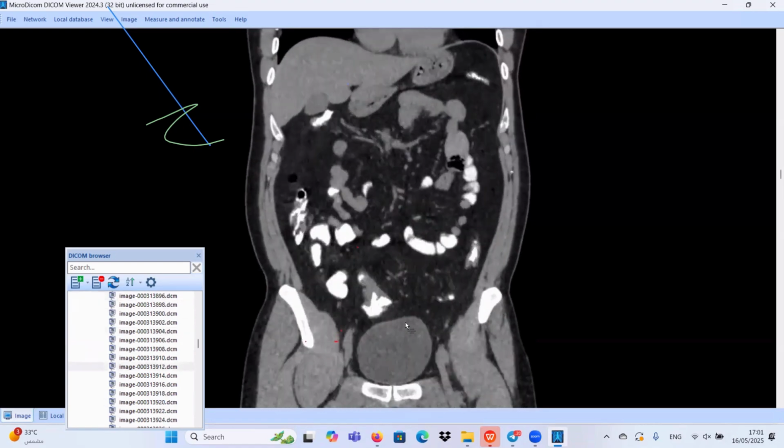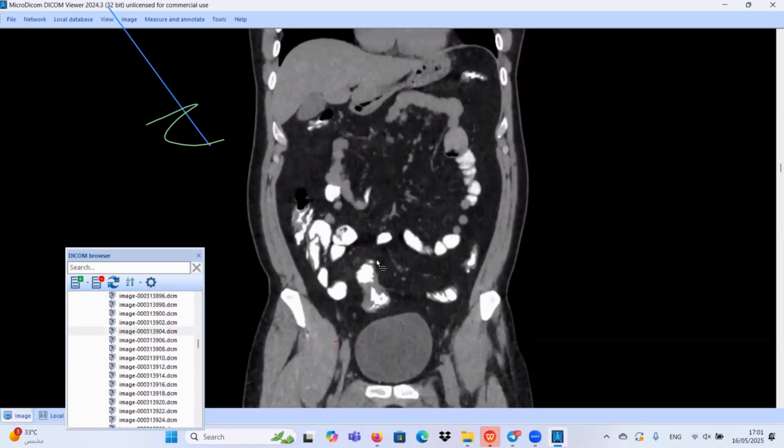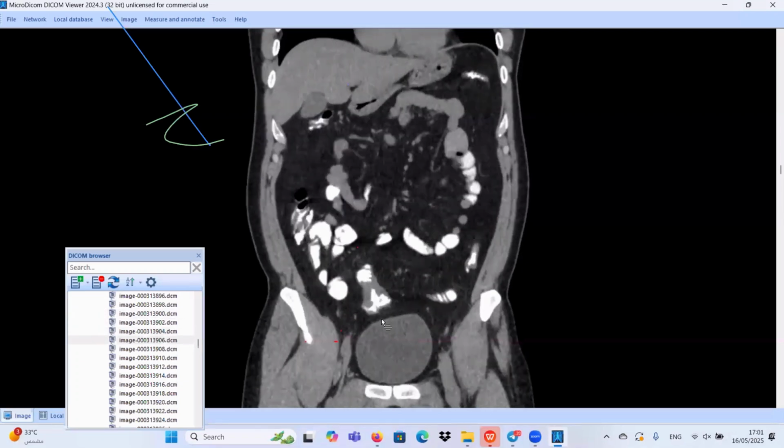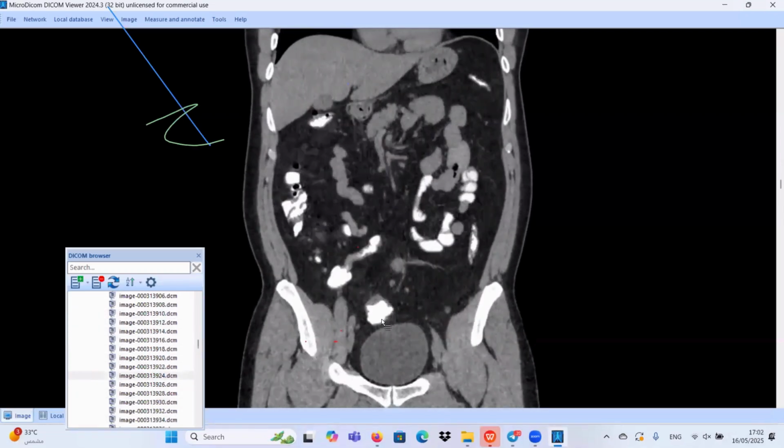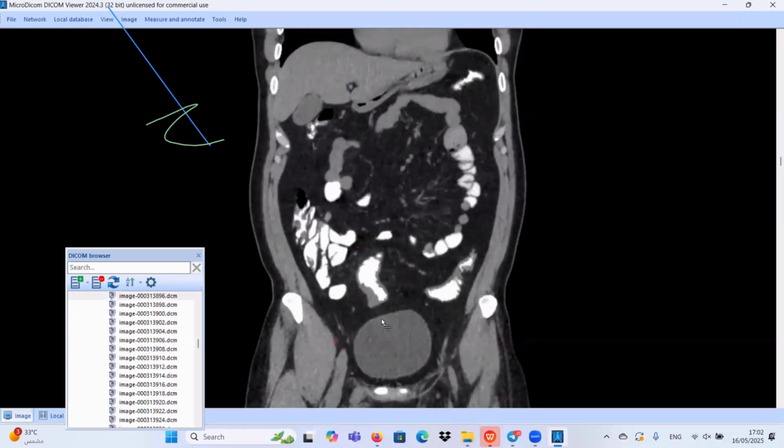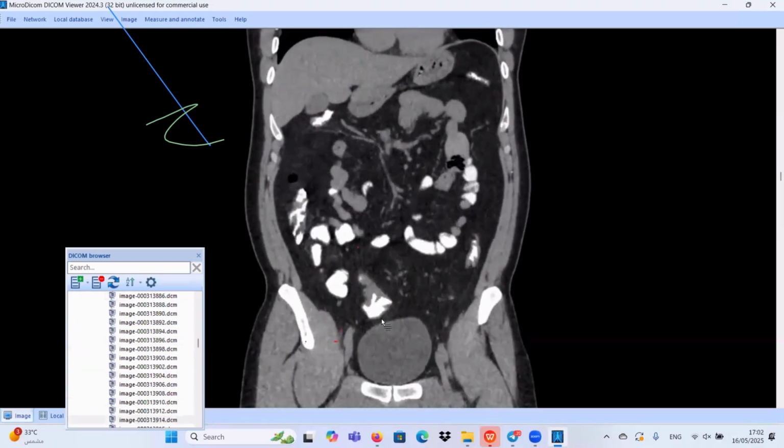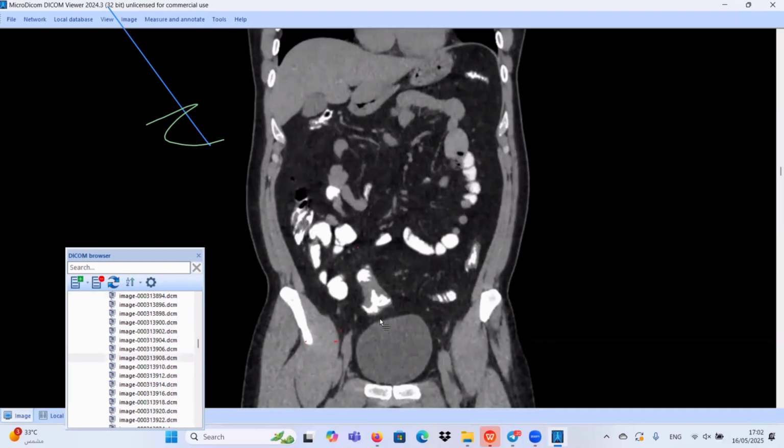The colon. The colon, yes. We have a lesion in the core, mural thickening of the sigmoid colon, I think. Yes. So this is suspicious for a colon cancer, with mesenteric lymph nodes. Yes, you are right.